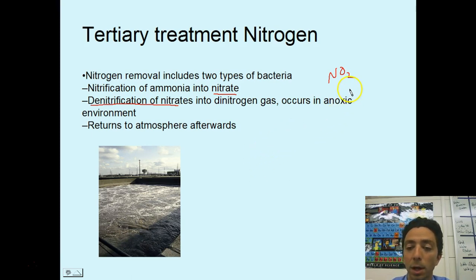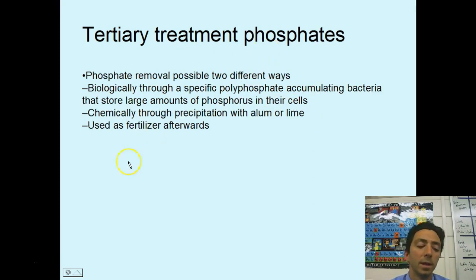And what the bacteria are going to do is they're actually going to rip the oxygen off of the nitrogen, and that is going to leave behind N2 gas, which is harmless, and it'll float up into the atmosphere. So that's how we get rid of the nitrogen. The other important thing to remove are the phosphates, and we can remove phosphates in 2 different ways.